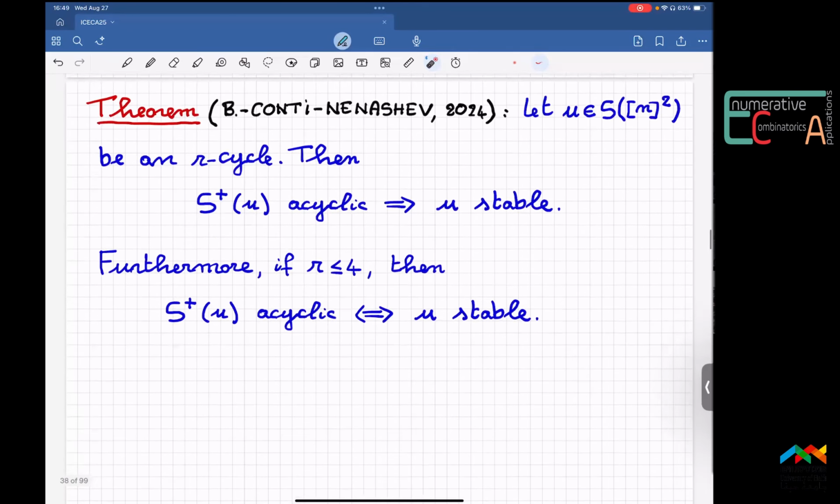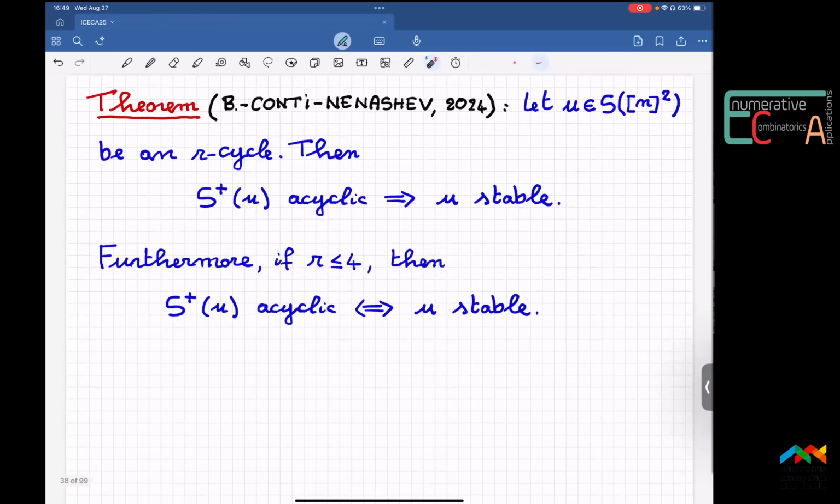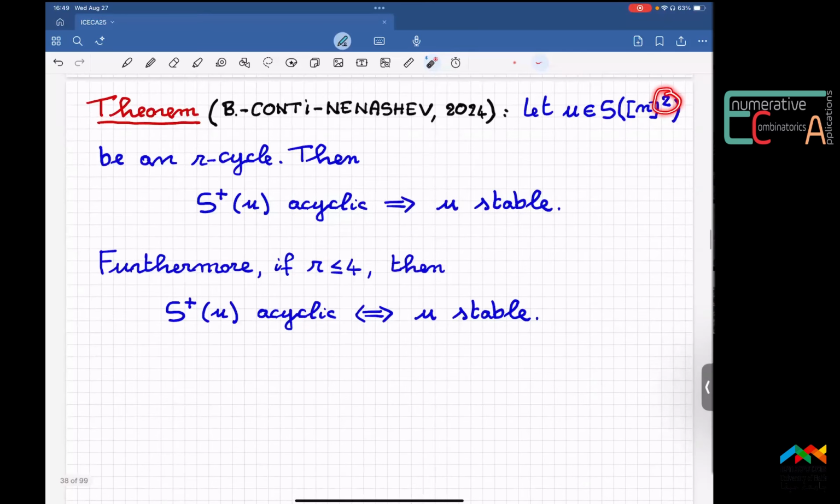So then the result is the following. We are in n square. You have an r-cycle u. Then if S plus of u is acyclic, then u is stable. And if r is less than or equal to 4, then the converse is also true. So it's acyclic if and only if it's stable.